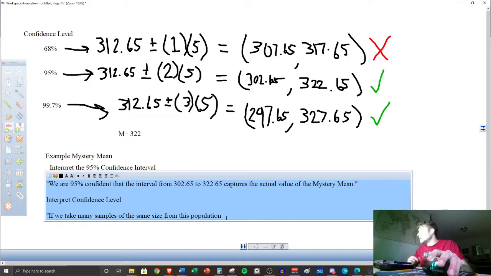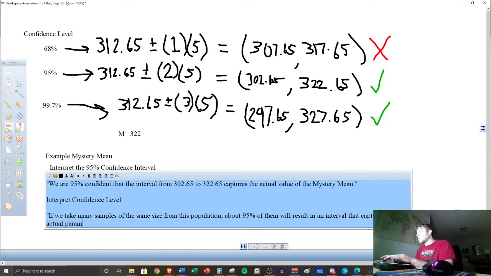So if we take many samples of the same size from the population, about C%, well, we're saying 95% of them will result in an interval that captures the actual parameter value. Now this parameter value, we're actually going to change that to mystery mean, right?